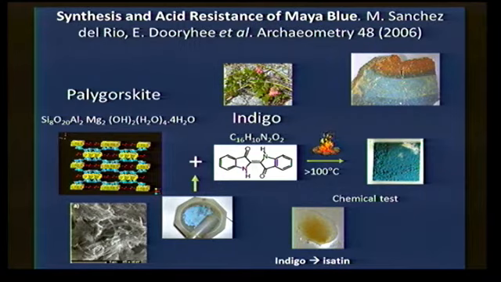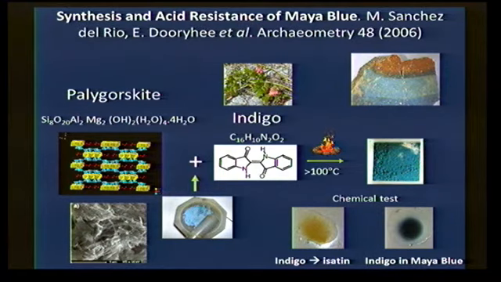So we have to be careful the way we prepare the pigment, and if we are careful enough, then we are able to obtain this blue pigment, and even if we expose this pigment to a chemical attack, to some nitric acid, we can still see that the pigment remains blue. So we did a lot of simulations in the lab.